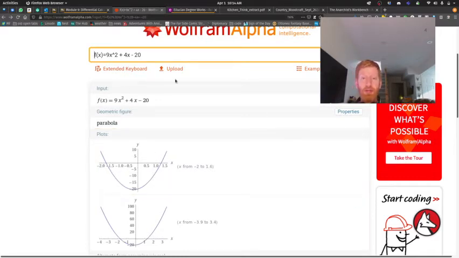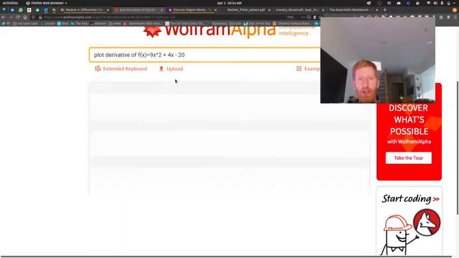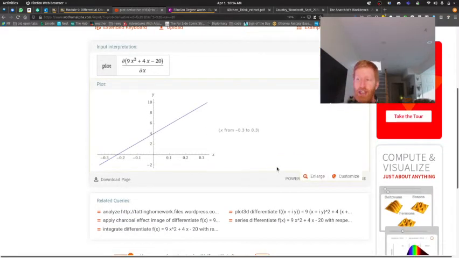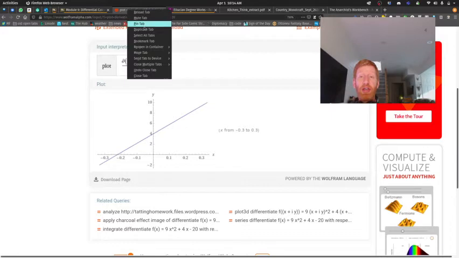So let's plot the derivative of f of x. And here we can see our derivative was 18x plus 4, something like that. 18x plus 4, it was exactly that. So this is what's going on with the slope of the underlying function.